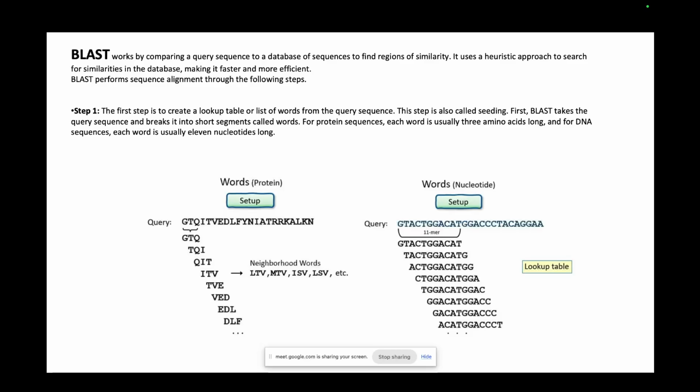It's a software where you can query a sequence against a database of sequences to find regions of similarity, and it also uses a heuristic approach, rather than the brute force approach, making it faster and more efficient. I'll not go into the details, but basically they break up the read into small sections and create a lookup table with indices. So this small string has come from that, this small string has come from that, in that manner.